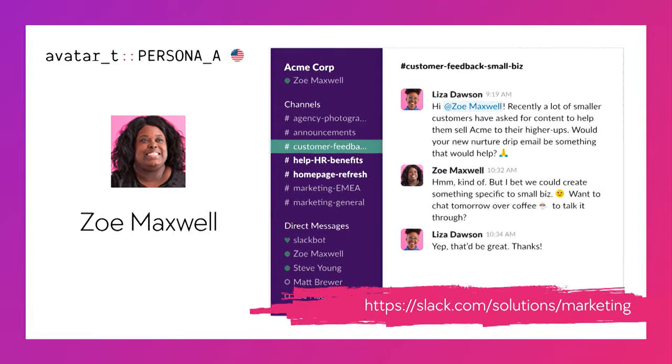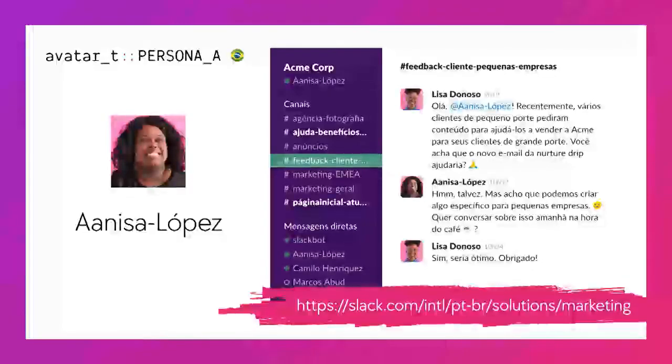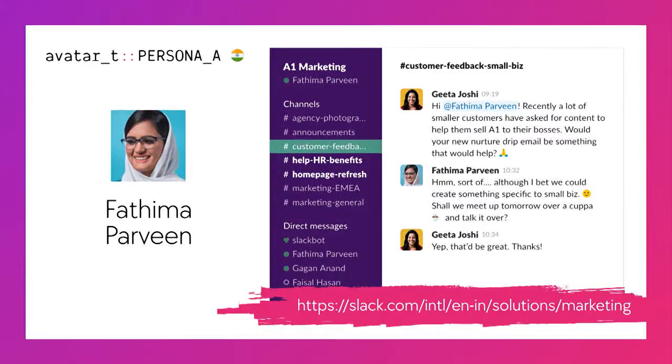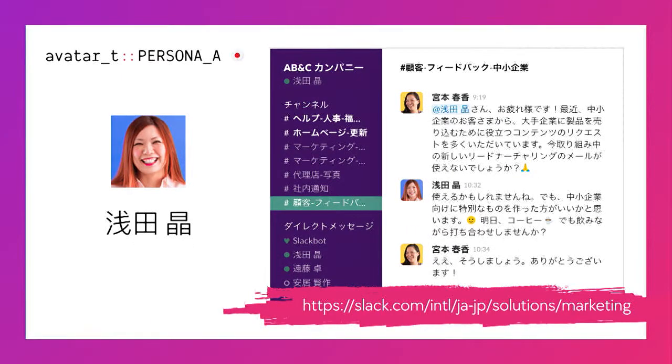So persona A, the default experience is the United States in English, and persona A is my face with the name Zoe Maxwell. I came up with that myself. I thought it was nice and clever. So if you go look at the same page in Brazil, it's still my face, but my name is changed to something more regionally appropriate. If you look at the same thing in Germany, it becomes a different face and a different name. If you look at that in India, again, different face, different name. Same thing with Japan, different face, different name.